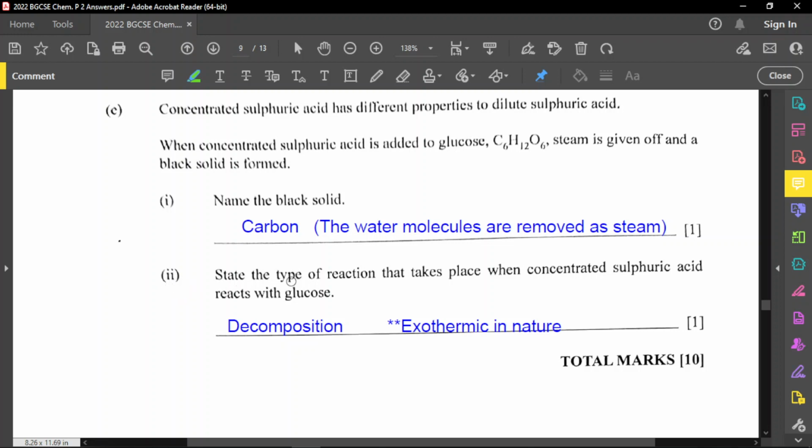Now for part 2, it's to state the type of reaction that takes place when concentrated sulfuric acid reacts with glucose. What happened here is that the glucose will be broken down into water and carbon, so it is a decomposition reaction. Heat will also be given off, so it's also exothermic in nature, just to make a note right there, but it is a decomposition reaction.